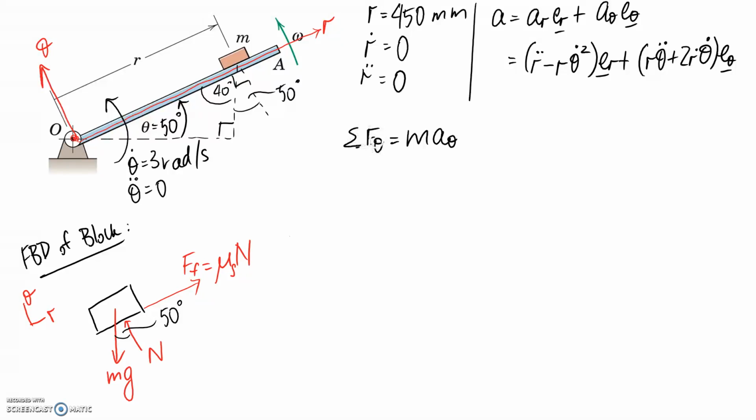So the sum of forces in the theta direction comes off the diagram. That's perpendicular to the ramp. So we're going to have n going up, and we're going to have a component of this coming back down. So it's going to be minus mg, the cos component, so cos 50. And on the right hand side, we know it's equal to the mass times acceleration.